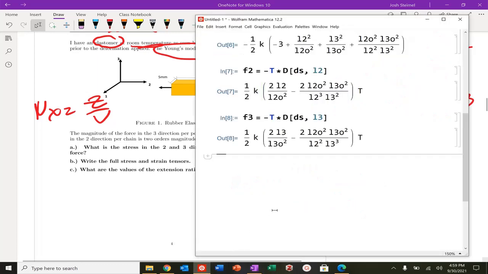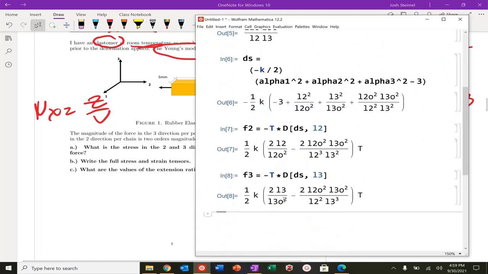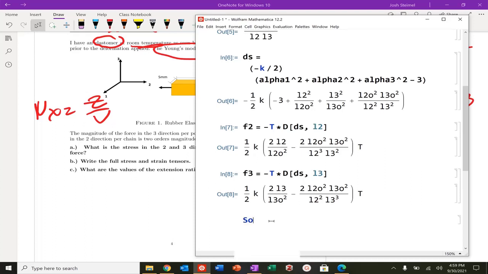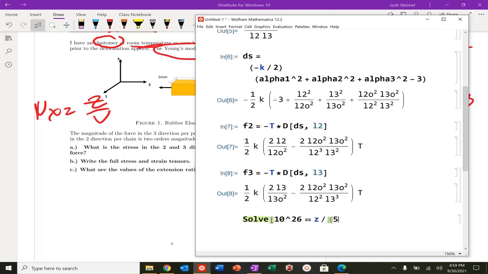Because we solved for it previously, we said my n sub x is 10 to the 26 approximately. Set that equal to Z divided by my volume, which is basically 5 times 10 to the minus 3 times 5 times 10 to the minus 3 times 500.